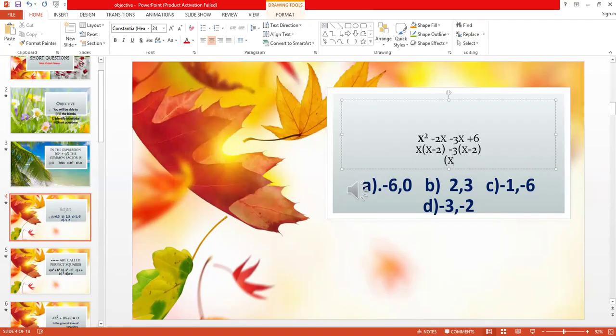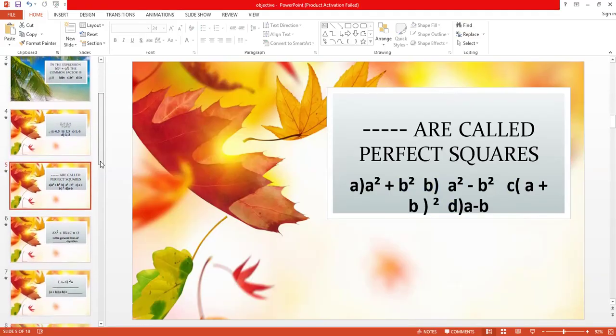It is equal to x minus 3 and x minus 2. So the factors of this quadratic expression x square minus 2x minus 3x plus 6, when we take the common, we will get the factors x minus 3 and x minus 2. So basically the factors are minus 3 and minus 2. So the D option is the correct one. Okay. Now we move towards the next one.